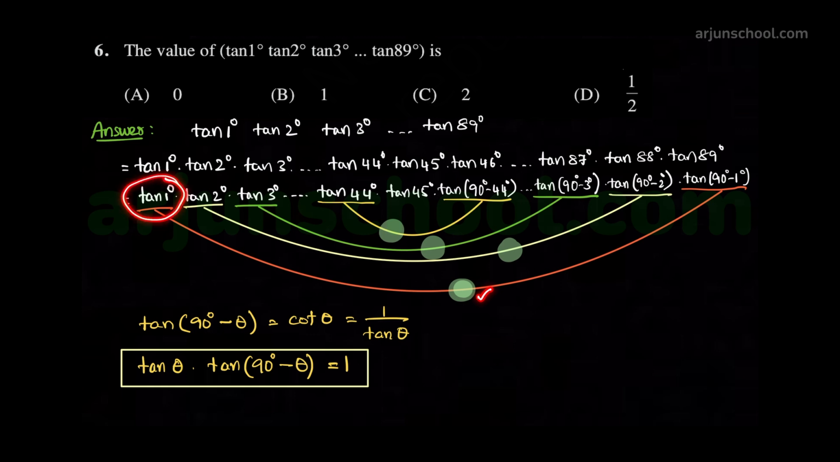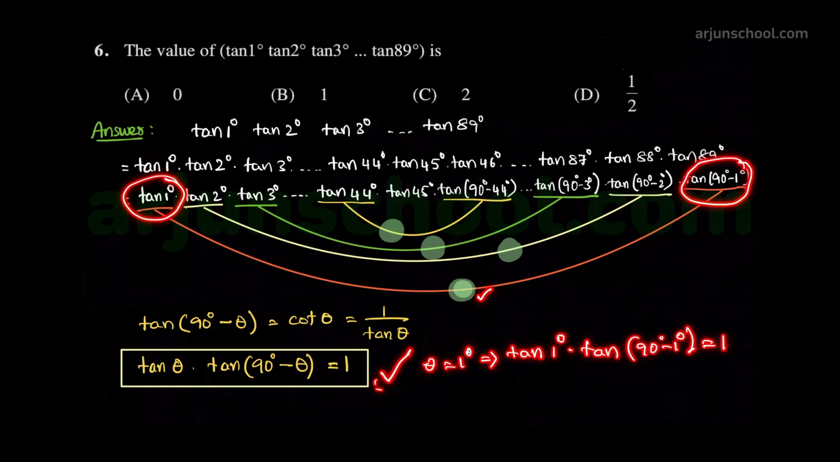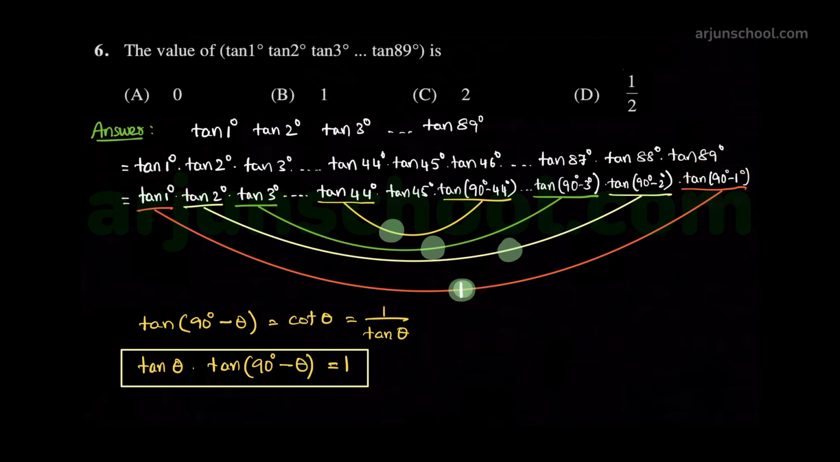The product of the pair tan 1 degree and tan 90 degrees minus 1 degree is, from the equation tan theta into tan 90 degrees minus theta is equal to 1. If we substitute theta equal to 1 degree, then tan 1 degree into tan 90 degrees minus 1 degree is equal to 1. Therefore, the product of these two terms is 1. Similarly, tan 2 degrees into tan of 90 degrees minus 2 degrees is 1. Tan 3 degrees into tan of 90 degrees minus 3 degrees is 1. Tan 44 degrees into tan of 90 degrees minus 44 degrees is 1.